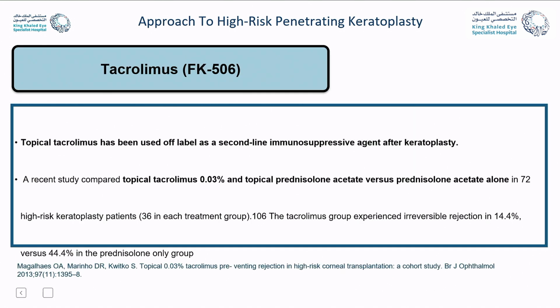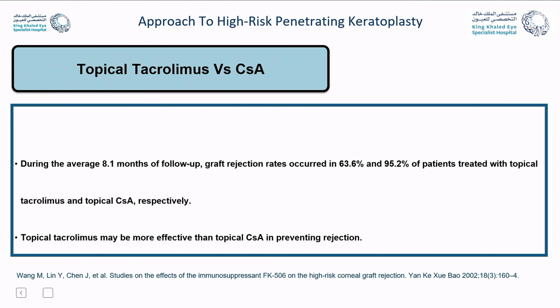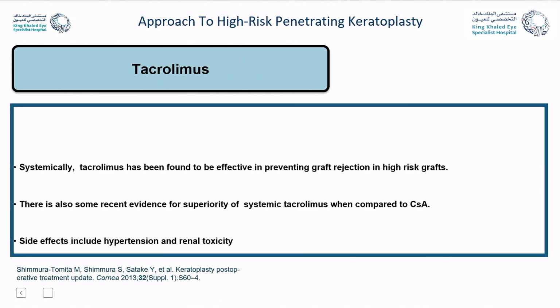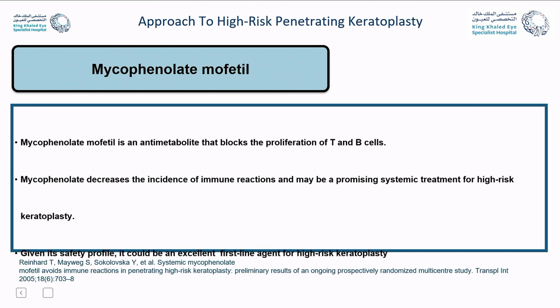Now, topical tacrolimus is one modality that is now commonly used and has been used off-label as a second-line agent for cases at high risk, especially with vascularization. And a recent study that compared topical tacrolimus combined with steroids to steroids alone found that the people who took tacrolimus and steroid did better than the people who took steroids alone. Topical tacrolimus also was compared to cyclosporin in another study, and the patients who took topical tacrolimus did better than with cyclosporin A alone. Systemically, tacrolimus has been found to be effective in preventing rejection and risk of graft failure. There is also some evidence of superiority of systemic tacrolimus when compared to cyclosporin A, and the side effects range between hypertension and renal toxicity.